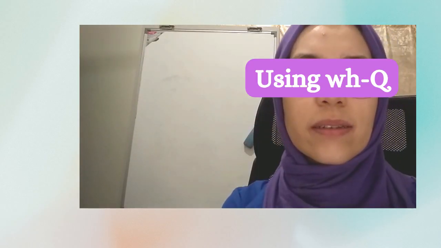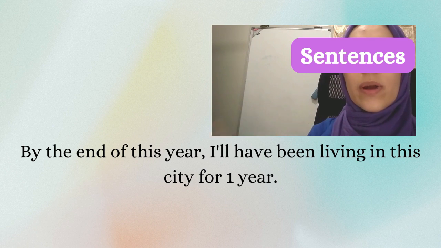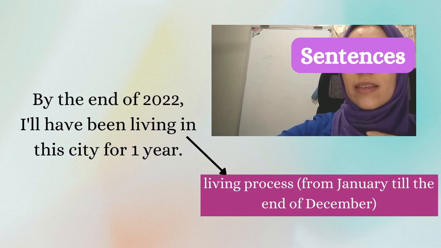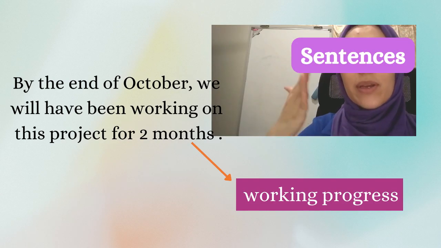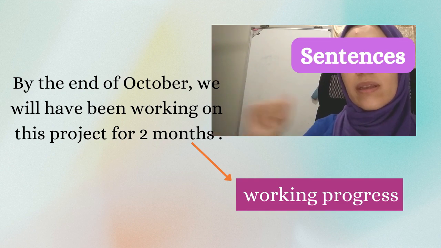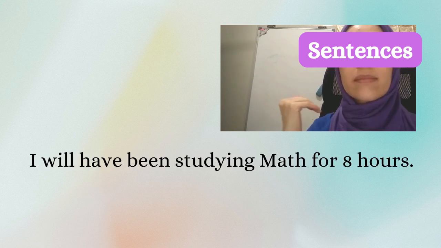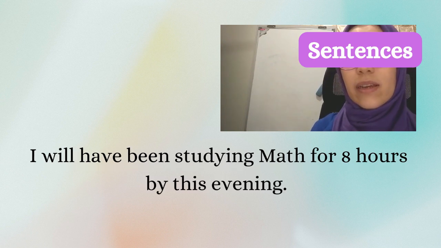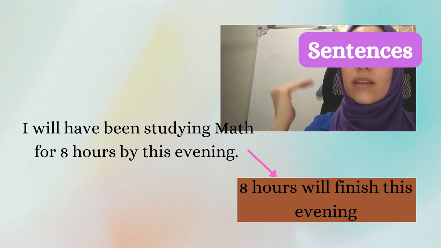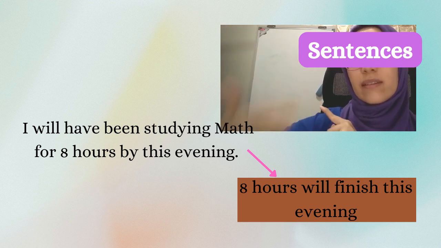If we look at this sentence, by the end of the year, I will have been living in this city for 1 year. I'm speaking about my living process. By the end of the year, I will have completed 1 year. By the end of October, we will have been working on this project for 2 months. Say you are in a studying environment, and for how long have you been studying? I will have been studying math for 8 hours by this evening. 8 hours will finish this evening. So maybe you started working in the morning and from the morning until the evening.